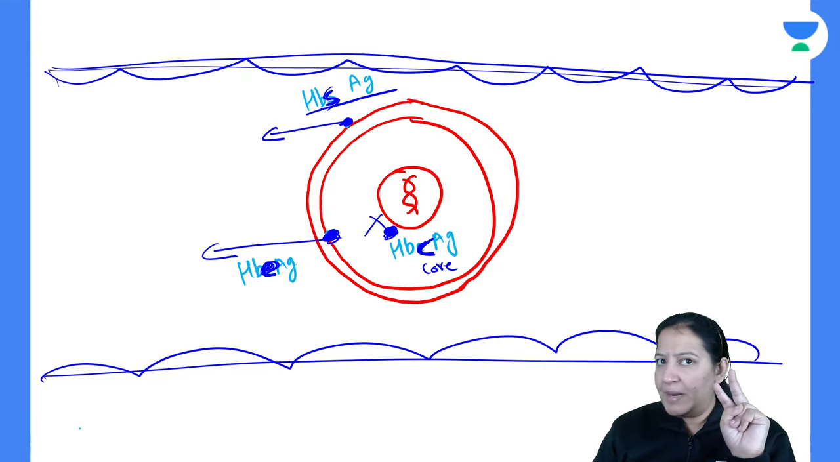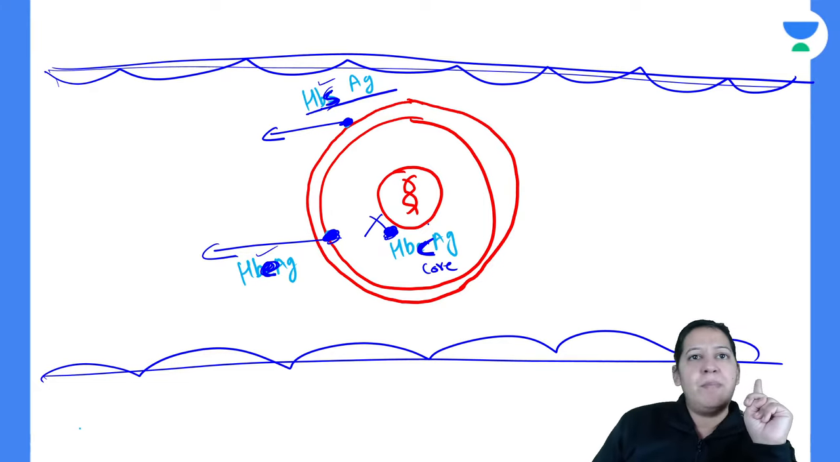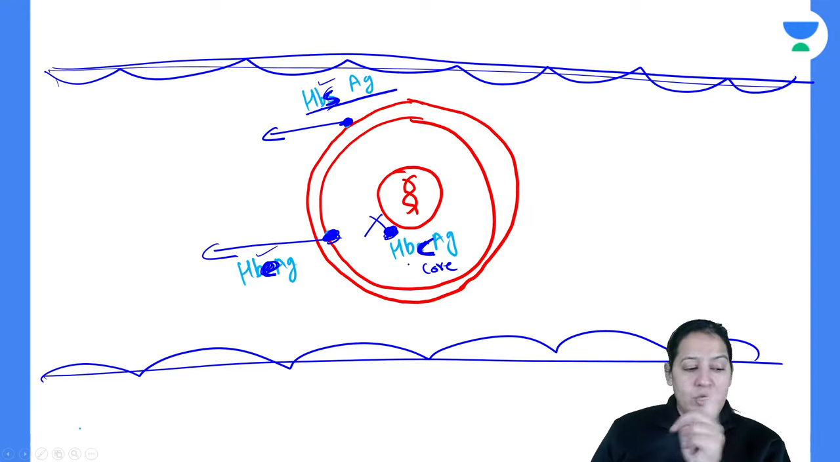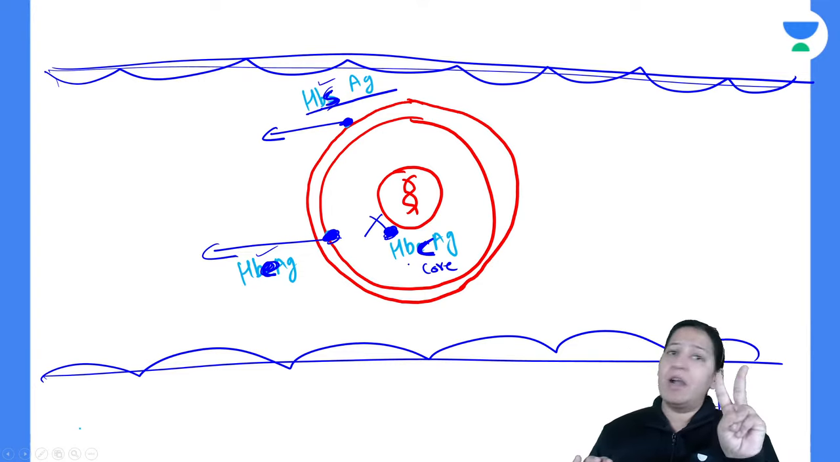C will not come in blood. In blood, you cannot find C. C is present inside the virus. But if you take the blood sample of this person in a test tube, you can find S, you can find E, but you cannot find C, because C cannot dissolve. Have you got it? Okay, you got it. So you get two antigens in the blood, not the third one.